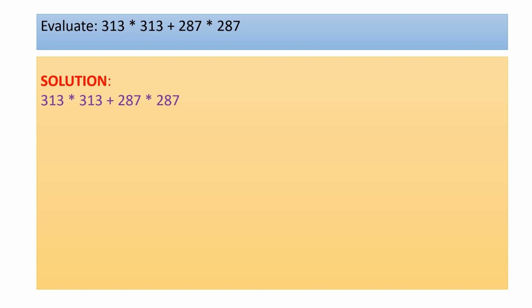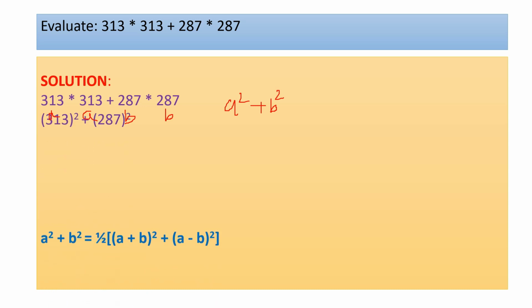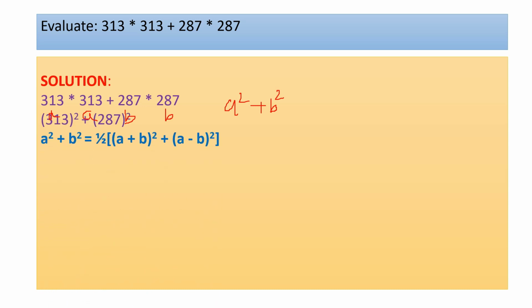So for that I'm assigning a to 313, and for 287 I'm assigning b. So we are getting a × a + b × b, so it is in the format of a² + b². So we know the equation for a² + b², which is half into (a + b)² + (a − b)².